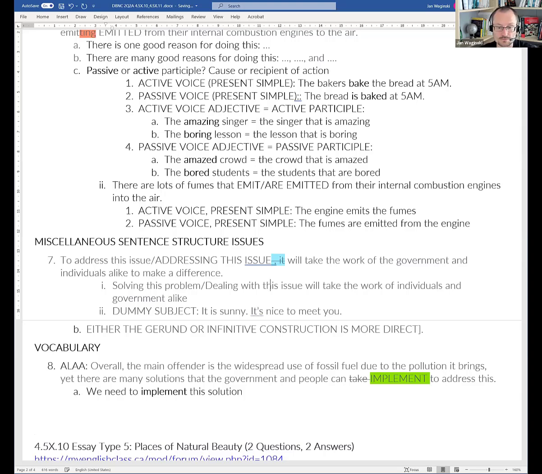Dealing with this issue, addressing this problem, addressing this issue. So you can use addressing as a substitute for dealing and solving. Now we can do fixing this problem. So addressing can go there instead of any of these. Solving, dealing, fixing, addressing. These are all synonyms.